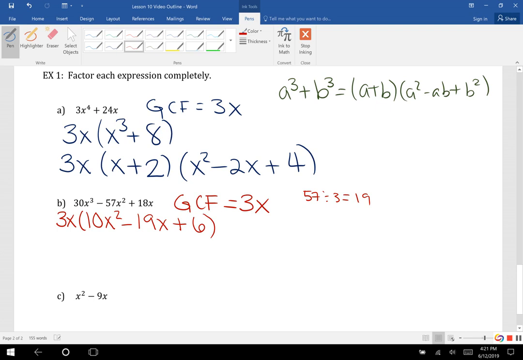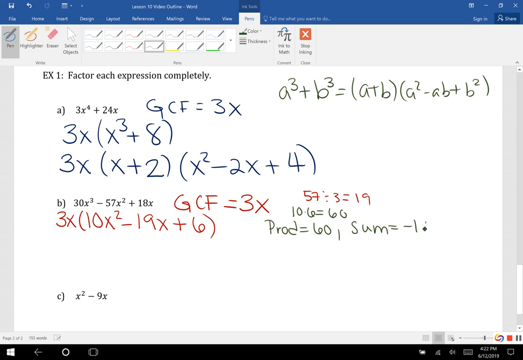I've got 3 terms here, so I have to choose trial and error or the AC method. And for this one, I would probably use the AC method just because, well, first one is a 10x squared, so it could be 10 and 1 or 2 and 5, and then the 6 could be a 1 and 6 or a 2 and 3. I think the guess and check might actually take a while. So if I'm going to use the AC method, let's see, 10 times 6 is 60. So I need to find 2 numbers with a product of 60 and a sum of negative 19.